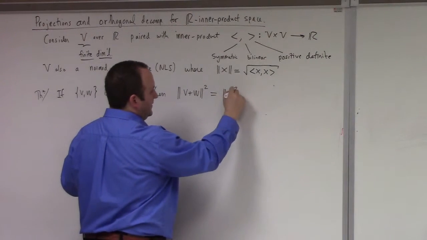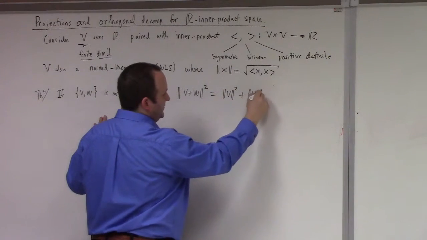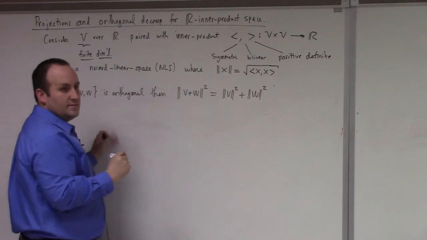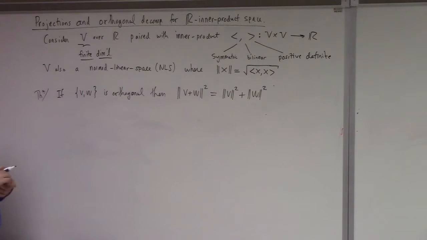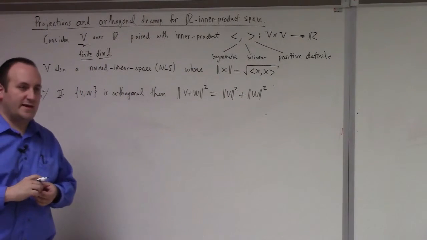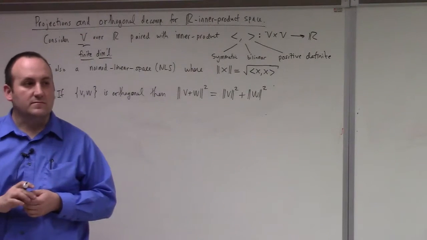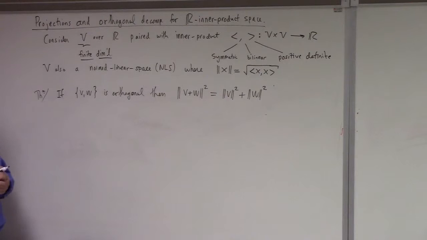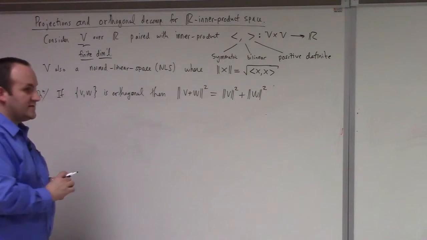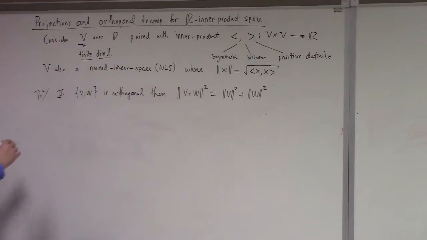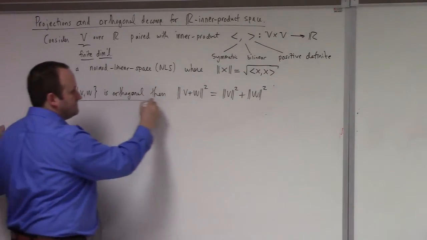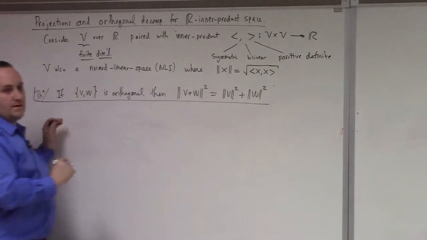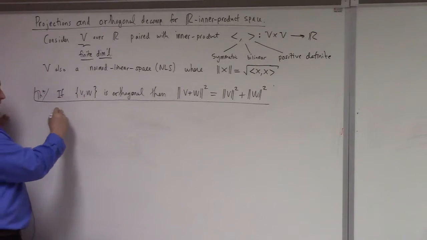length of v squared plus the length of w squared. In fact, if I had more time on my hands, I could prove this for n by induction. This easily extends to 3 or 4 or even n-fold orthogonal sets. That gives you the so-called generalized Pythagorean identity, right? Now, what's the proof of this? Here's the proof.